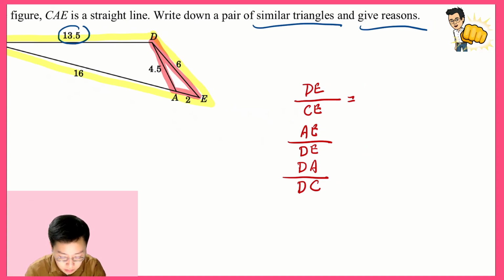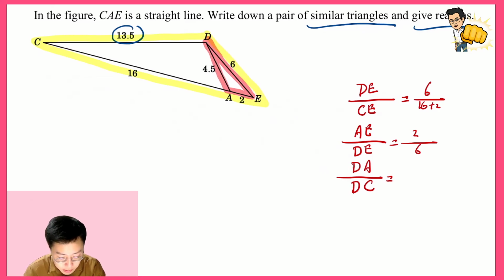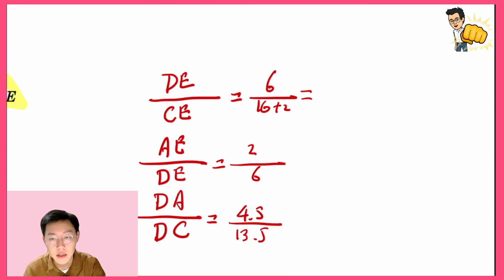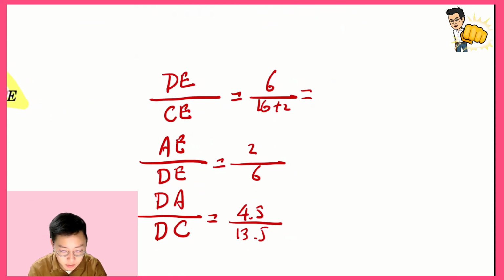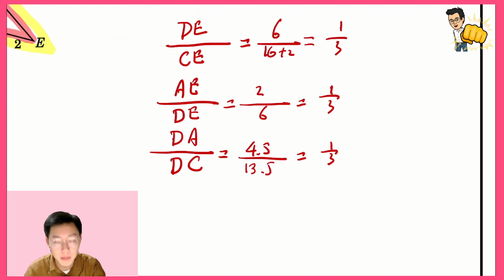For example, DE is 6 divided by CE, which is 16 plus 2, and AE equals 2, DE is 6. How about DA? DA equals 4.5, and DC equals 13.5. We try to find the value of their ratios. 6 divided by 18 equals 1 over 3, 2 over 6 equals 1 over 3, and 4.5 over 13.5 equals 1 over 3. So the ratios of the corresponding sides are equal to each other.